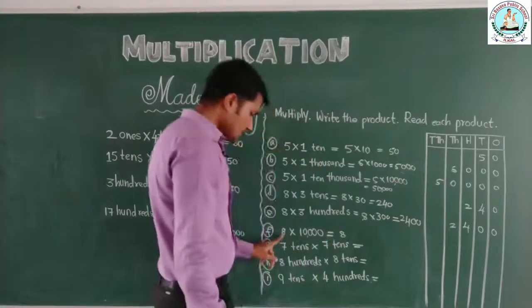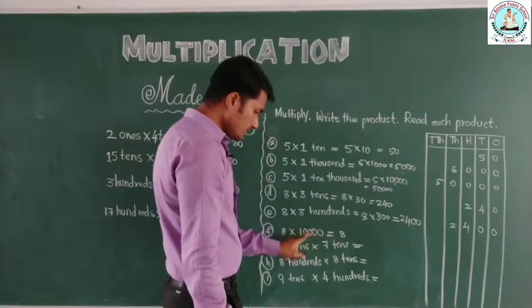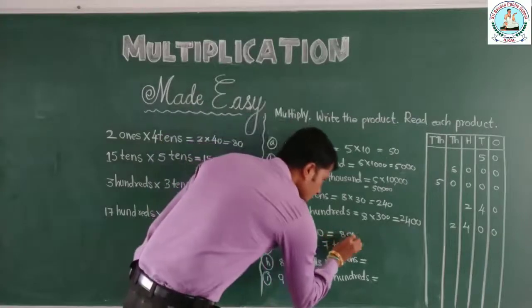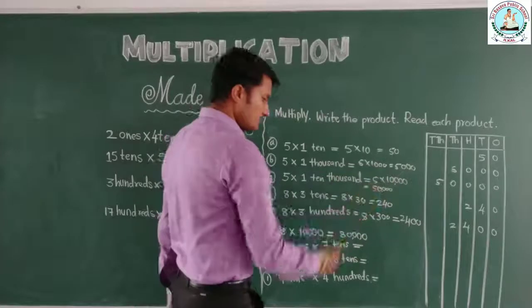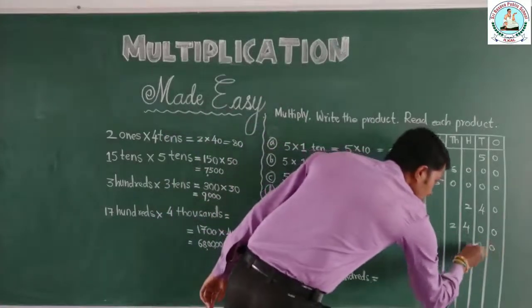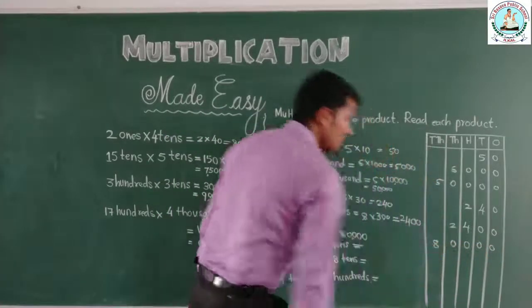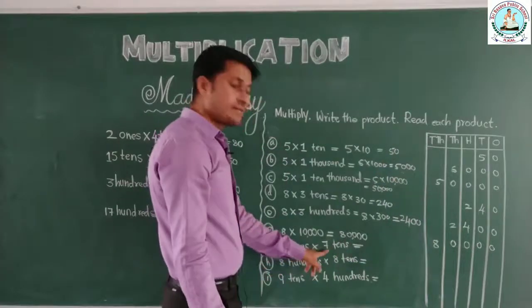So 8 times 10,000. Multiply here itself. 8 times 1 is 8 itself. Then how many zeros are there? 4 zeros. So just write this in those columns. 4 zeros first. 1, 2, 3, 4, 8. Done.